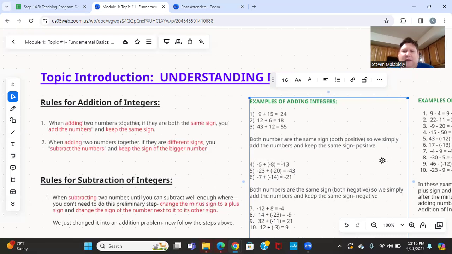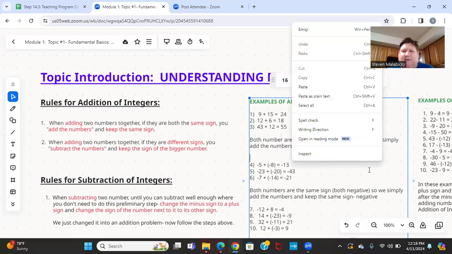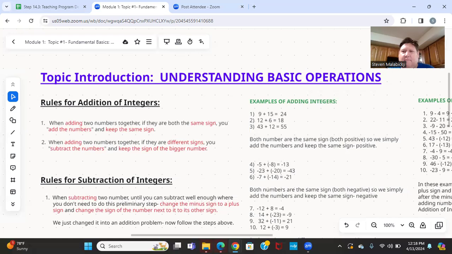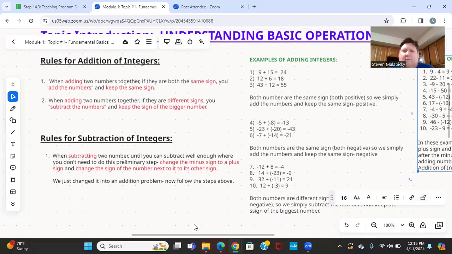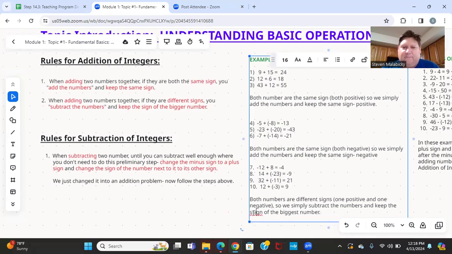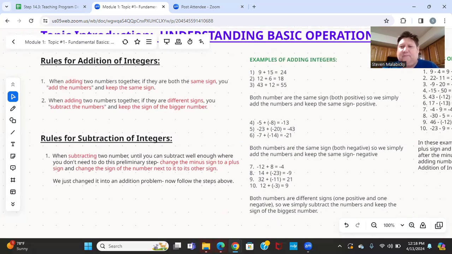And 12 plus -3, for the same reasons, is going to be 9. Okay. Both numbers are different signs. One of them is positive, one of them is negative. So we simply subtract the numbers and keep the sign of the biggest number. Okay.